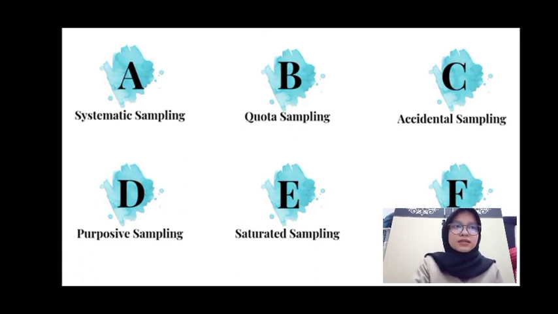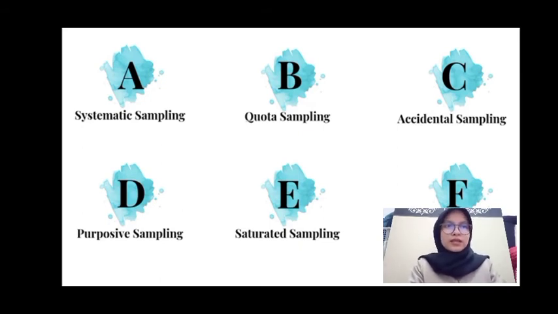B is quota sampling. Quota sampling is a technique for determining a sample of a population that has certain characteristics to the desired quota. In this technique, the population number is not taken into account but is classified into several groups. Samples were taken by giving a certain quota to the group. Data collection was carried out directly on the sampling unit. After the quota was met, data collection was stopped.